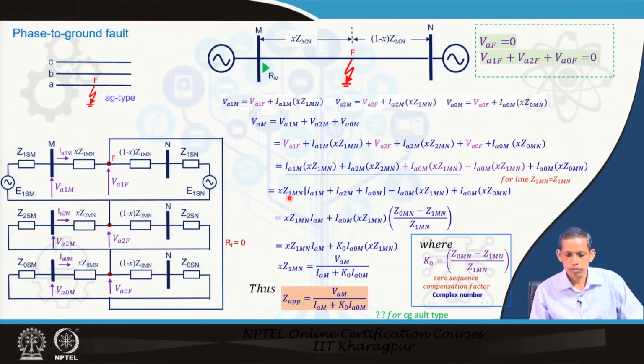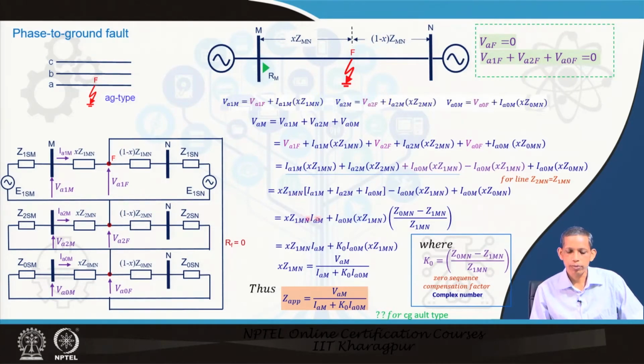So, x Z1Mn becomes common. So, I1M plus I2M plus I0M, these three parts give us this. Now, these two considered parts become minus I0M x Z1Mn plus I0M x Z0Mn. What we will see now is that this part, I1M plus I2M plus I0M, as you see in the sequence component analysis, is nothing but this IAM. What is IAM? The phase A current at relay RM as seen by the relay RM, and the fault is also a phase A fault. So, that is why this part becomes IAM.